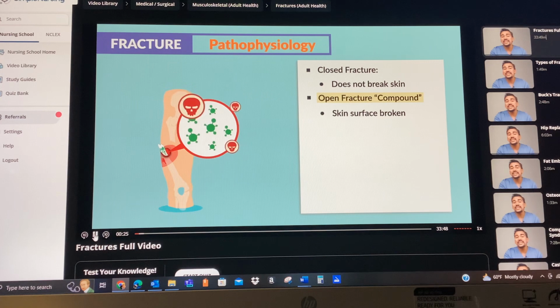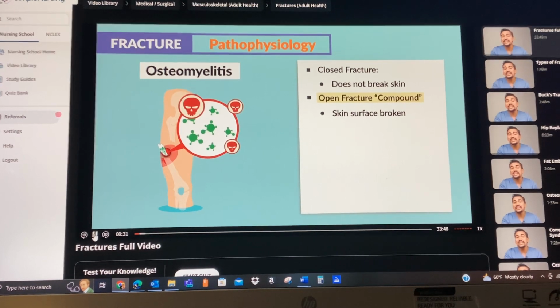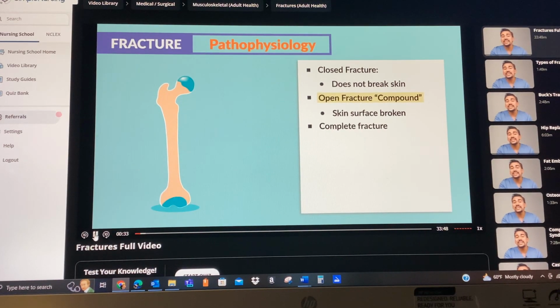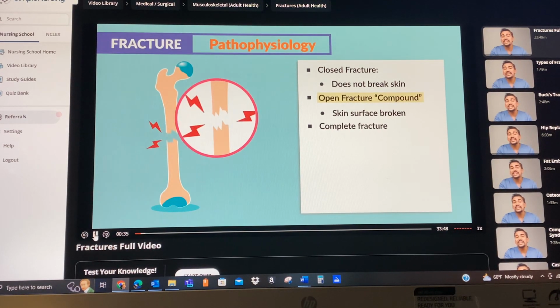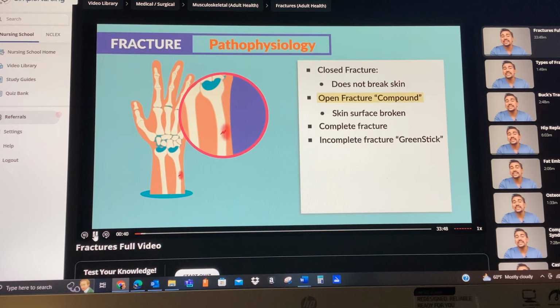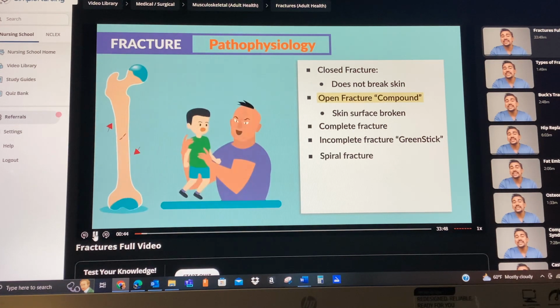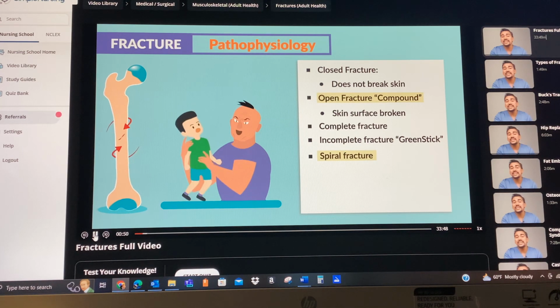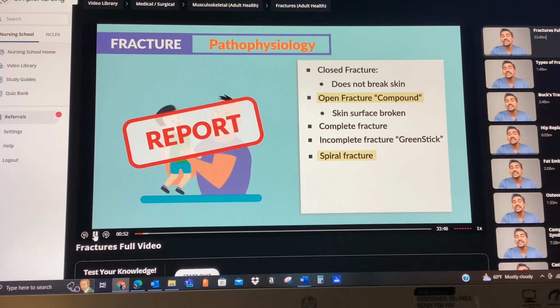the client at high risk for infection, like osteomyelitis, the bone infection, which we cover a little later in this video. Now the other types of fractures, we have a complete fracture, where the bone is broken all the way through. An incomplete fracture, also called a green stick, only goes partially through the bone. And a spiral fracture, write this one down. This one results from a twisting motion, so it's common in child abuse. These are typically reported to the authorities for further investigation.